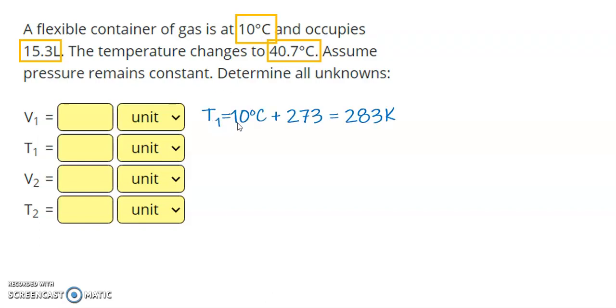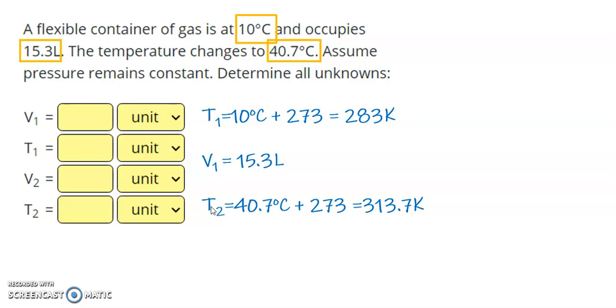Let's see, first I have temperature 1, it's 10 degrees, but remember when you see degrees Celsius, add 273 and convert it to Kelvin. Liters is a volume measurement. So V1 is 15.3 liters. We've got a change. That means that our initial conditions are going to get labeled with a little 1. After the change, that's a temperature unit, so it's T2. So T2 equals 40.7 degrees Celsius plus 273. That gives me 313.7 Kelvin.